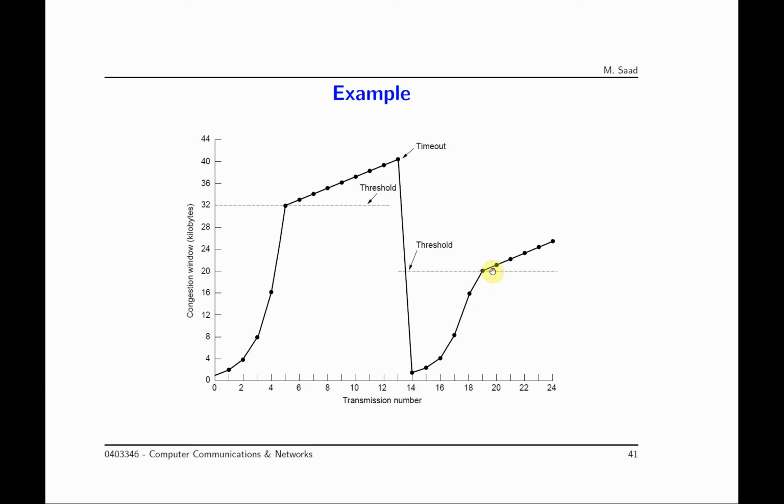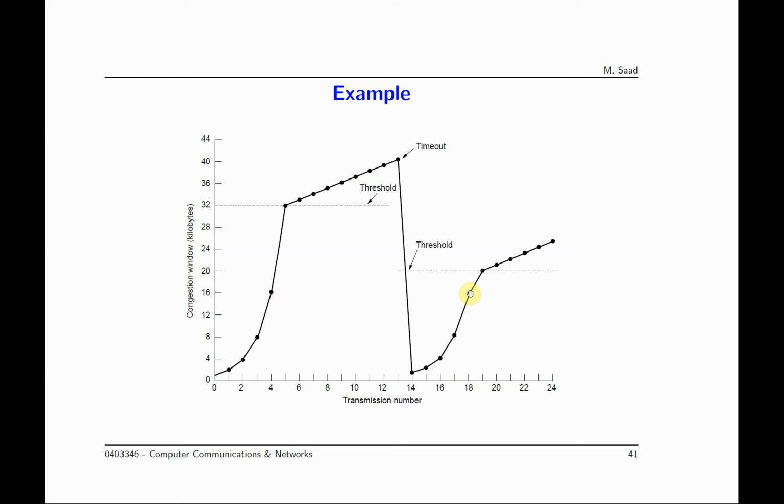And then we have a special case. Focus with me now. We have something very important here. It's a very important special case. When we doubled the congestion window from 8, it became 16. Now at that time, which is transmission number 18, I'm sending 16 segments, waiting for 16 acknowledgements. I get them all without any timeout.